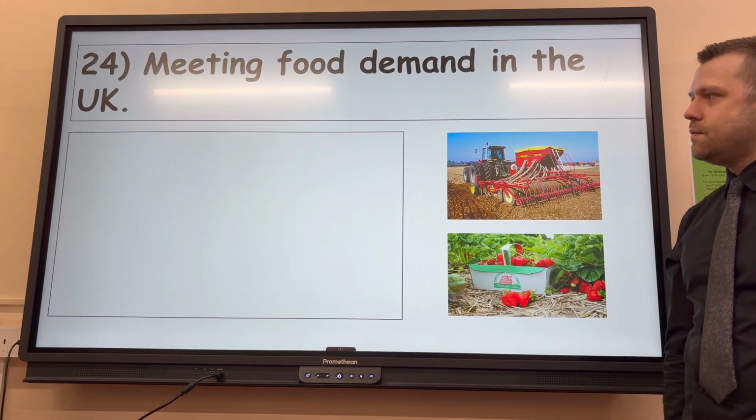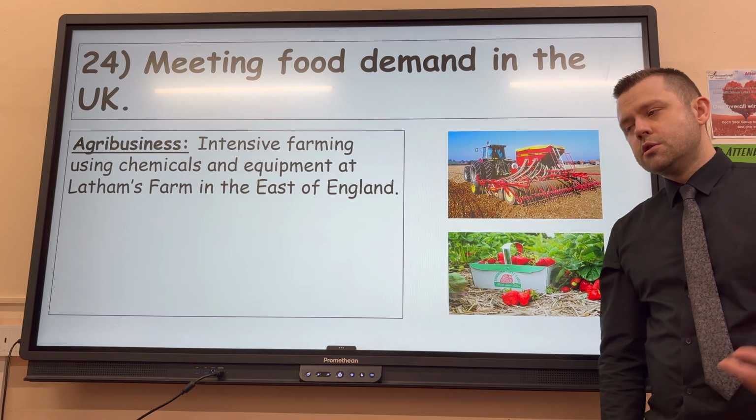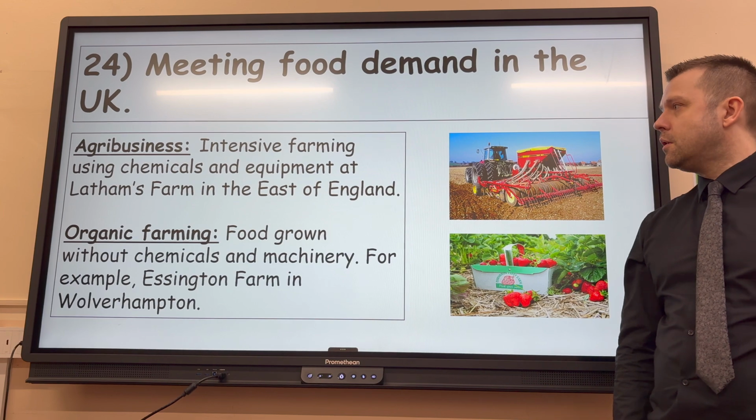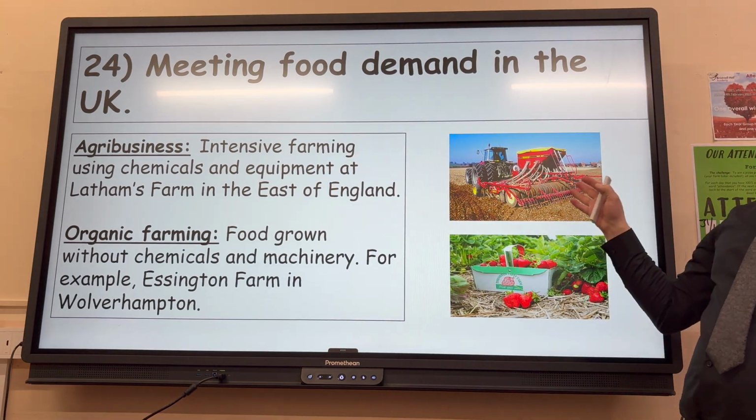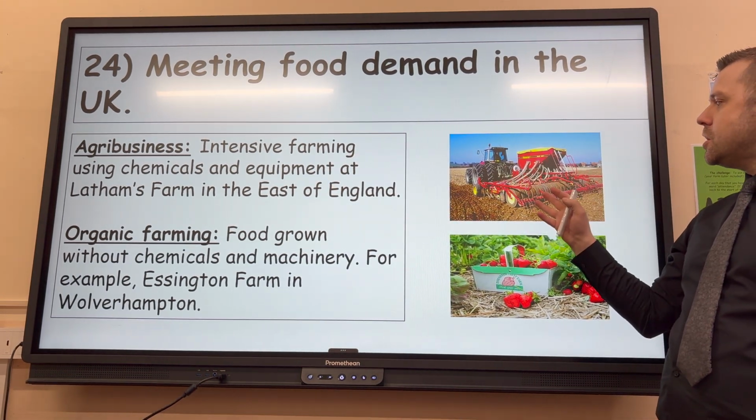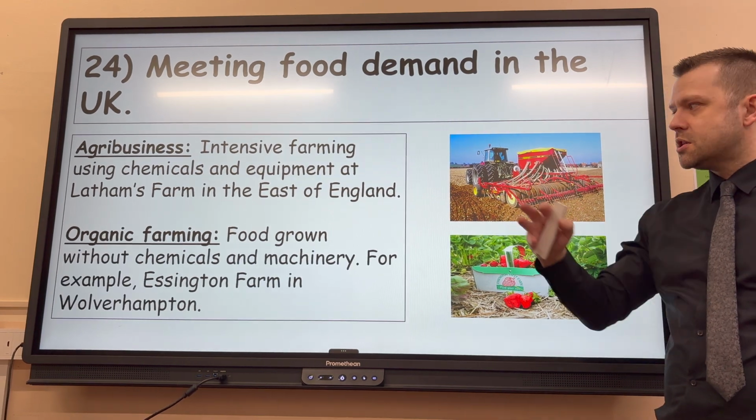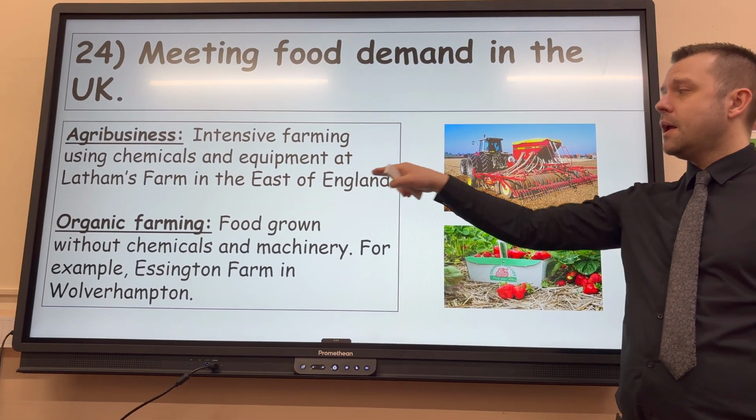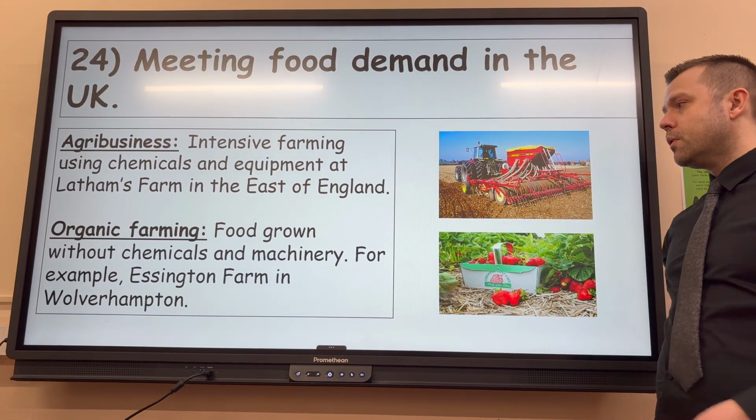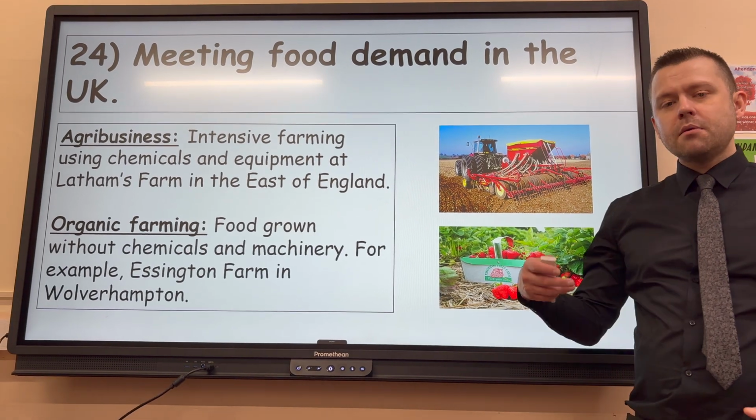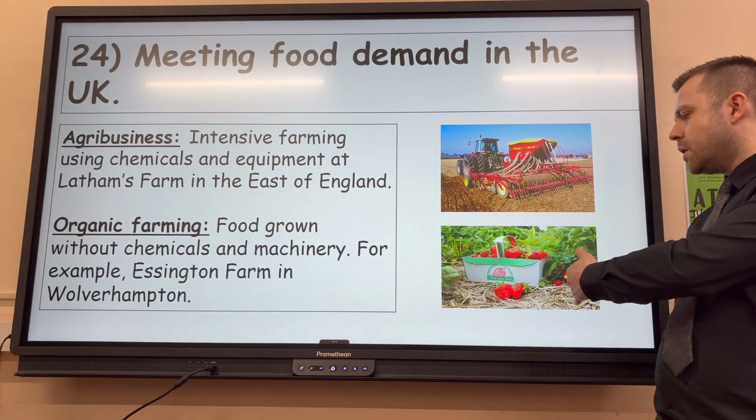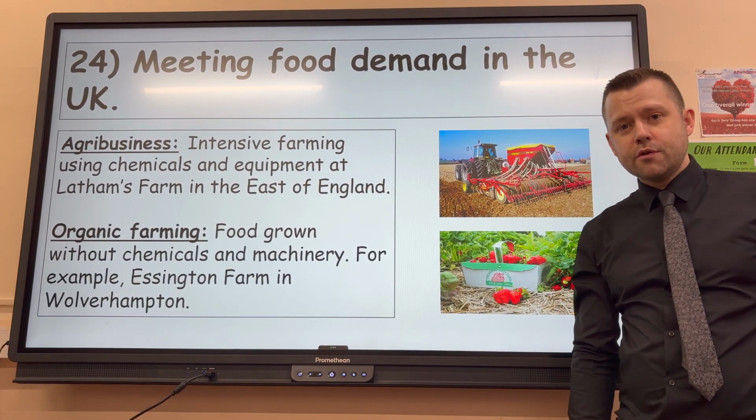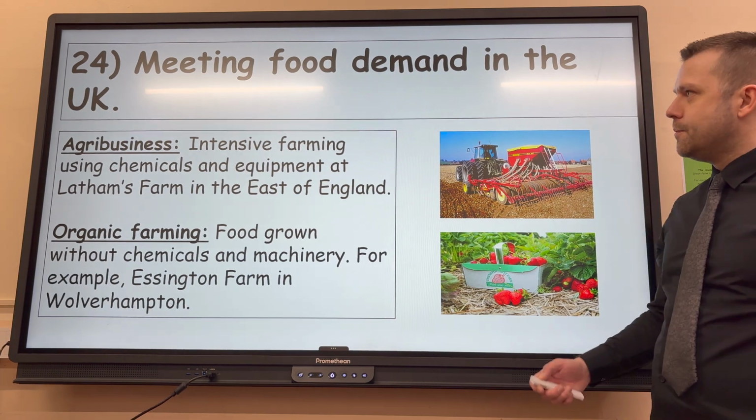Meeting food demand in the UK. So, to meet increasing food demand in the UK, there's 2 main things we can look at. Agribusiness, which is intensive farming using large machinery, think combine harvesters, weed sprayers, and the example we can use for this is Latham's Farm in the east of England. In terms of organic farming, this is farming without chemicals and machinery, and the example we can use for this is Essington Farm in Wolverhampton. And if you want to go strawberry picking in the summer, it's great fun.